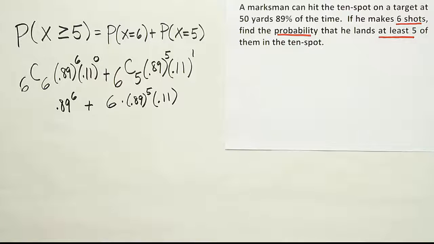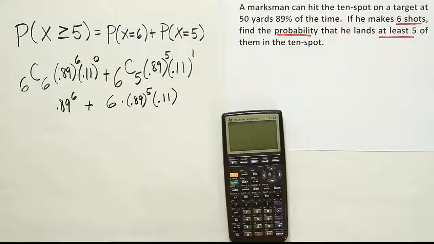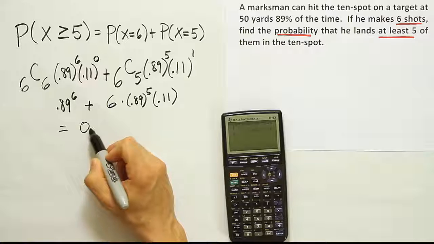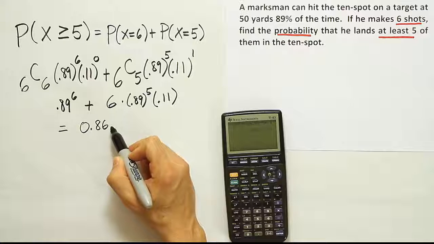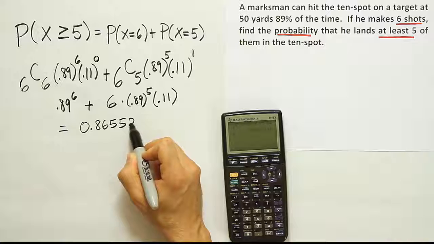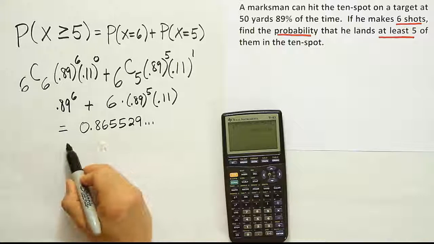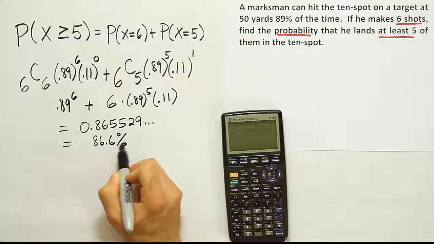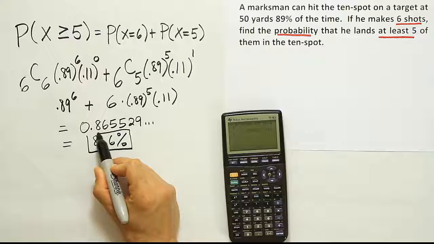And then if we work that out in our calculator, we get the following result. We'll have 0.89 to the 6th plus 6 times 0.89 to the 5th times 0.11. After working all of that out, we end up with the result of 0.865529... And this will turn out to be, as a percentage, 86.6%. And that's it.